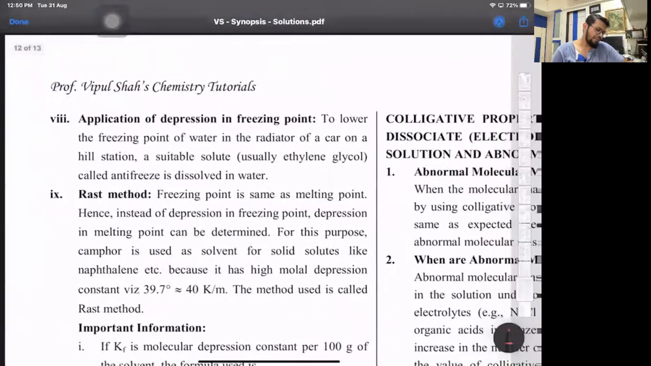Now, the applications part. That is basically antifreeze agents. What is added? Ethylene glycol is added to car radiators to lower the freezing point of water. That's the coolant we add.